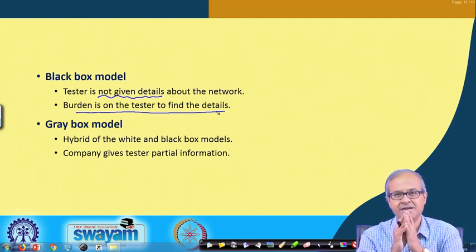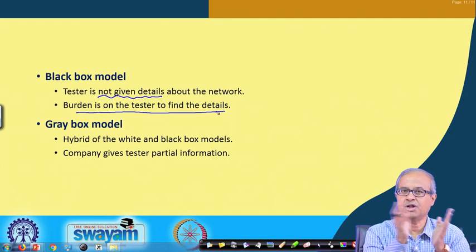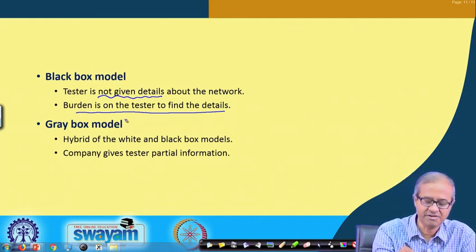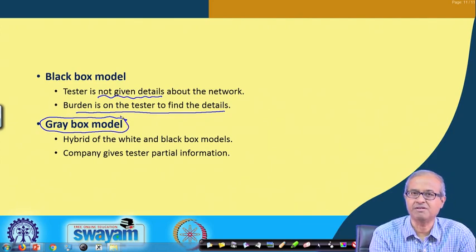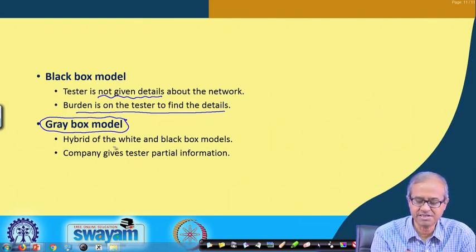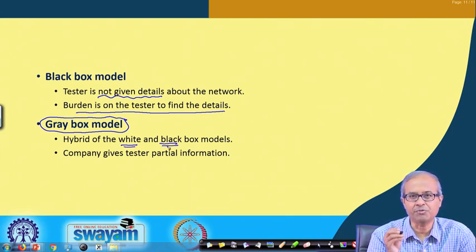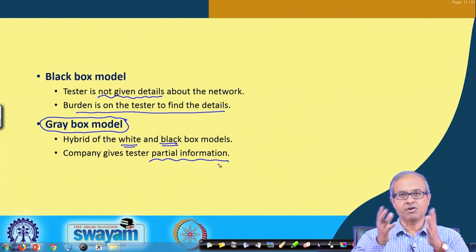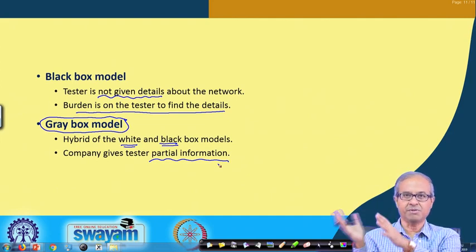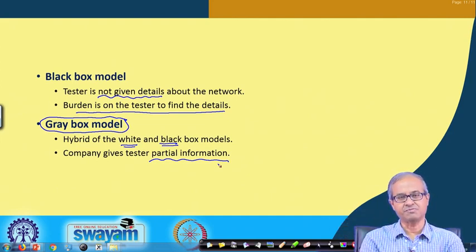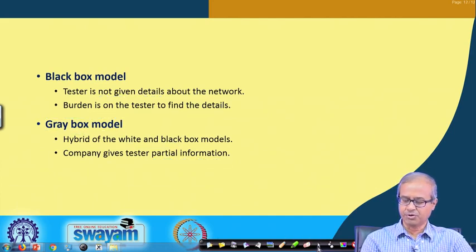In practice, usually we have something in between. We do not have white box, we do not also have black box. We have something called the gray box model. What is the gray box model? It is a hybrid of the white box and black box models. The company will provide the tester with partial information about the network and other things. Why partial? Because the company may know the details of some of the subsystems, but for some other subsystem the details may not be available to them either, so they cannot provide any detail for that. They have just bought it and installed it, something like that. So, these are broadly the approaches.